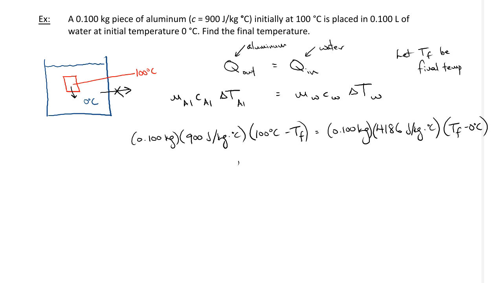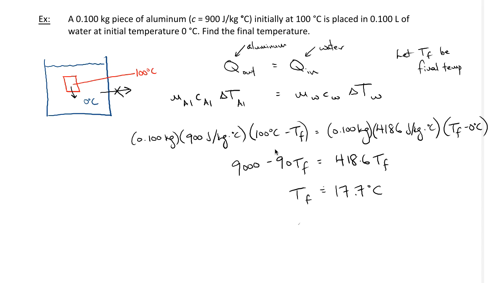Simplifying, I get 9,000 minus 90 times the final temperature is equal to 418.6 times the final temperature, and solving that, I get that the final temperature is equal to approximately 17.7 degrees Celsius. And I'm just going to imagine that all of these were 3 significant figures and leave it there.